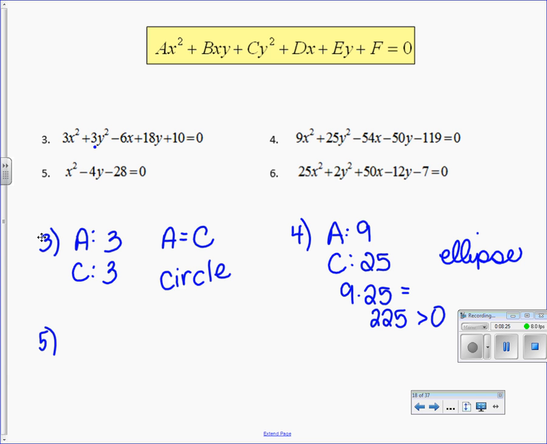Because, again, if I'm dealing with that situation, that's what we'll get. Number 5, notice we have an A term of 1, no C term. There's no y squared in number 5, nothing. So therefore, they're not equal, so it's not a circle. And then we're going to multiply that. Notice we'll get 0. And so anytime that A times C is equal to 0, that's a parabola.